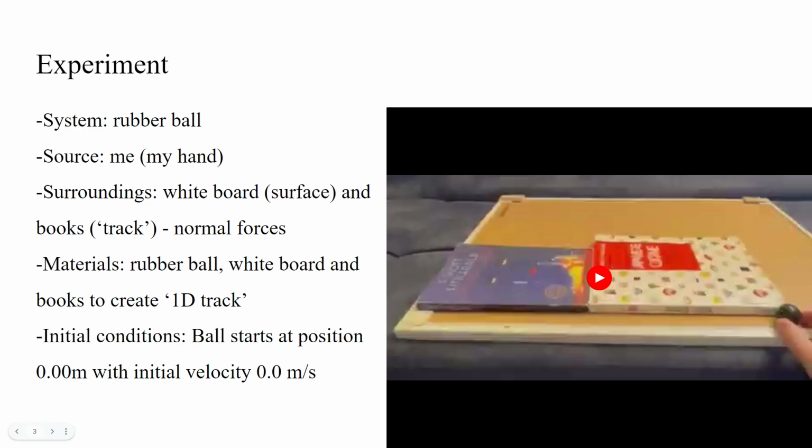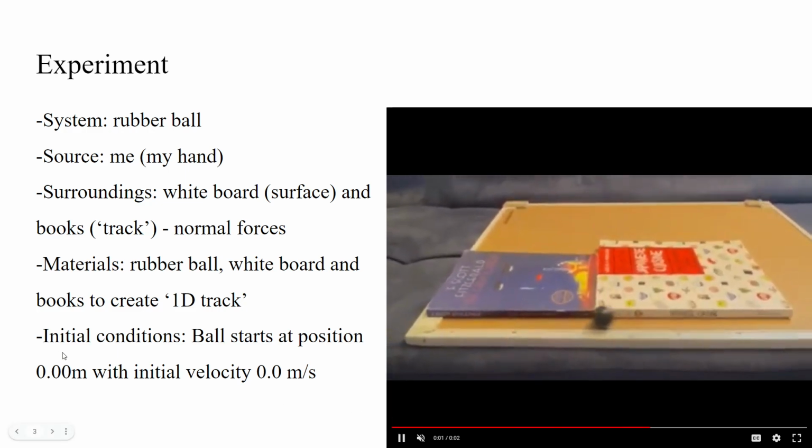So in this experiment, the system was the rubber ball. The source of its push was me, my hand. The surroundings were the whiteboard, the surface it was on, and the hooks to its side, which were there to keep it on track, moving in one direction. The whiteboard outputs normal force, and then of course there's the force of gravity. The initial conditions: the ball started at position 0.0 meters with no initial velocity until I pushed it. Here it goes.